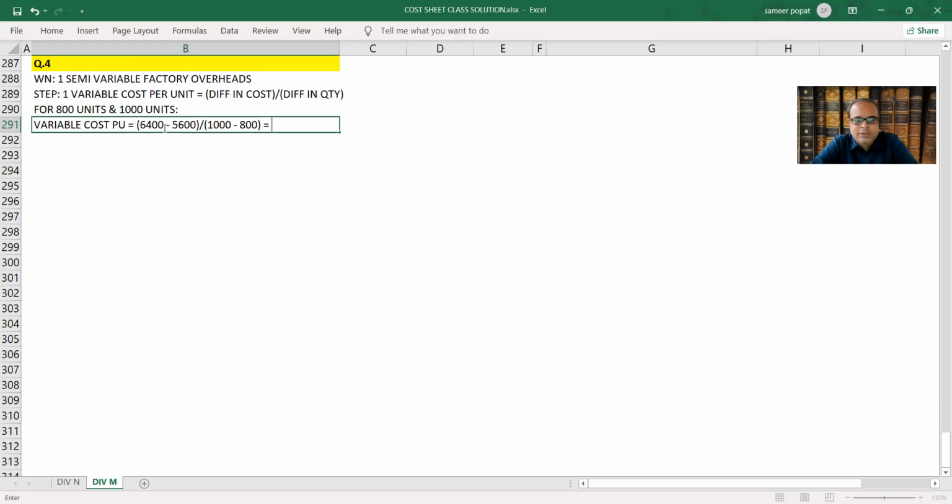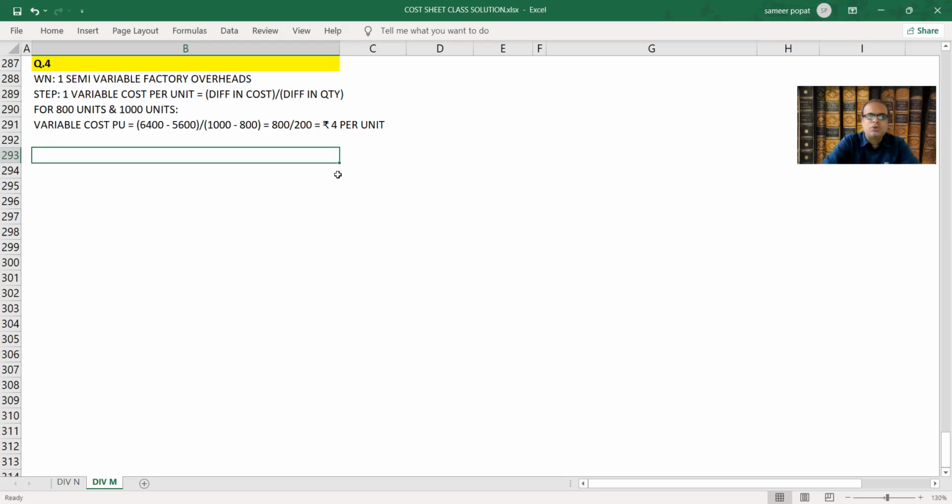Can you please help me? 6400 minus 5600. It is 800. 800 by 200. Is it 4? Yes, sir. Rupees 4 per unit. Okay. Similarly, using the same technique, you can compare 1000 unit and 1600 units.